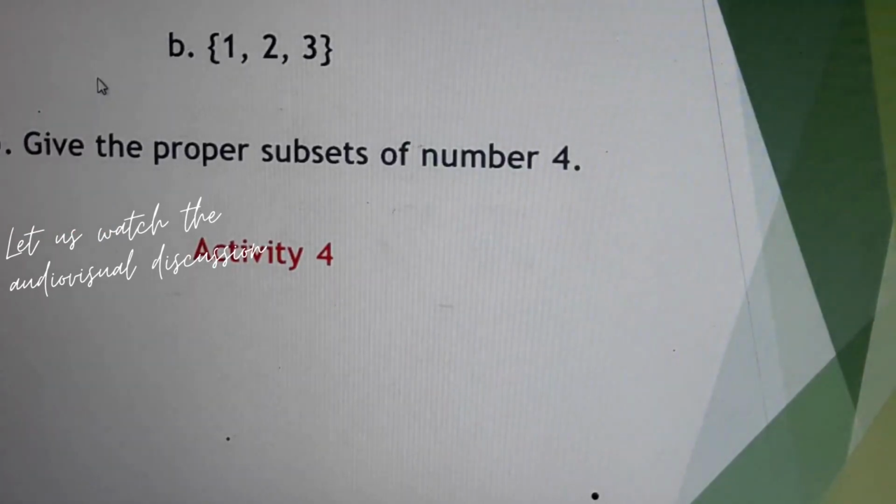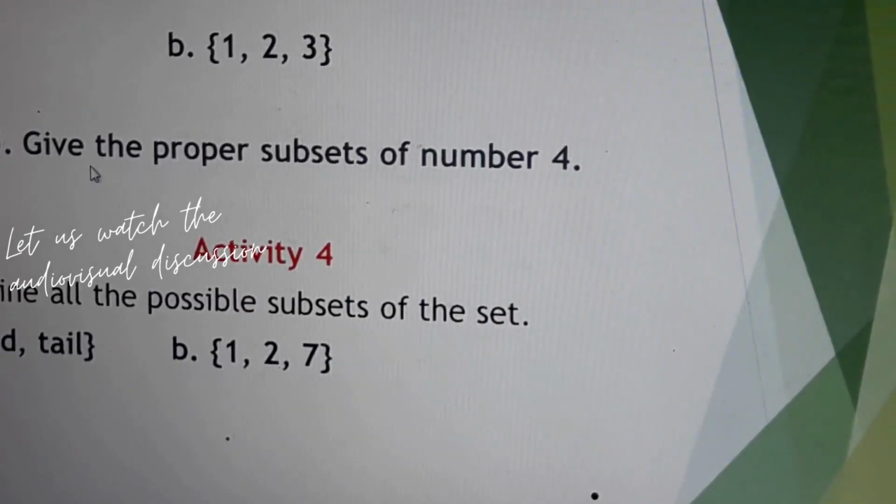So again, the proper subset of 4. For example, in letter A, 3 is not a proper subset of set A. In B, for example, 5 is not a proper subset of set 1, 2, and 3. Again, you're given time to perform activity number 4, determining all the possible subsets of the set. In A, we have the set head and tail. In B, we have the numbers 1, 2, and 7. So again, perform that accordingly.